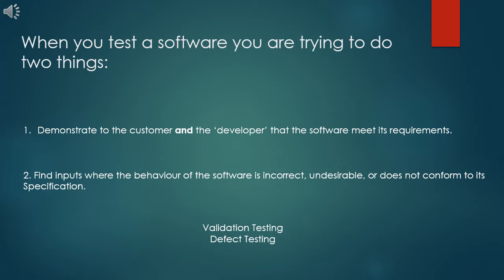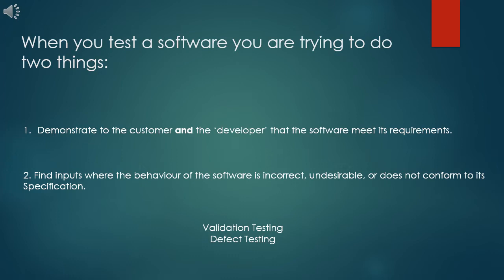Essentially, two goals are expected to be completed during testing. The first goal is to demonstrate to the customer and the developer that the software does meet its requirements. Note that the developer is also included here. But nowadays, developers themselves are becoming a part of the testing team. We will talk about this in later videos. Essentially, the first goal is to demonstrate to the customer and the developer that the software indeed works.